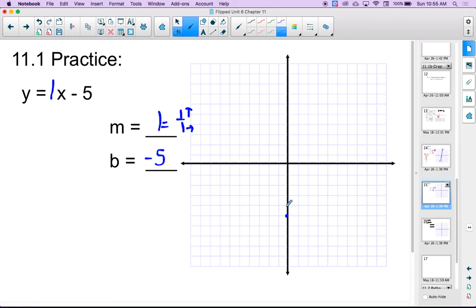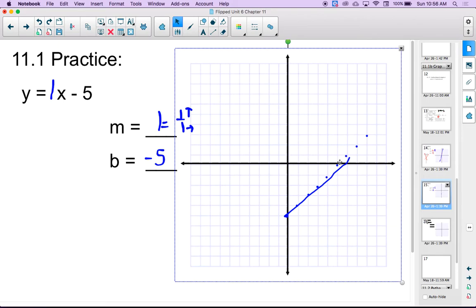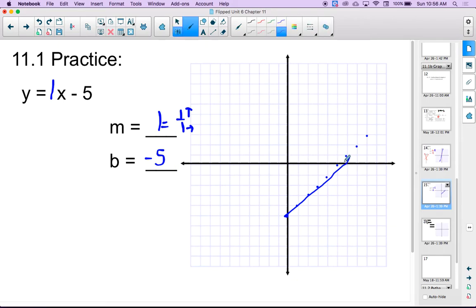So start at your starting point, rise 1, run 1, rise 1, run 1, rise 1, run 1. We can keep going and going and going. This is very easy to just keep going with the pattern to help us get that straight line. And then when we're ready, we can connect it. Whoa, that wasn't a very good line. Let's try that again. I'll start here. There we go. And then we extend the line the other way through the whole coordinate plane. So there is our graph of y equals x minus 5.